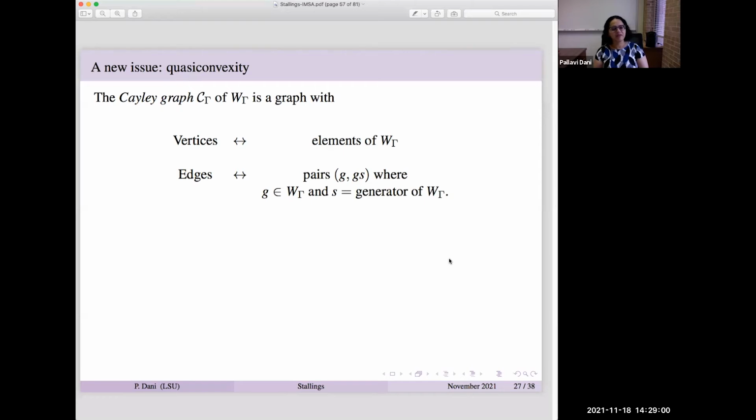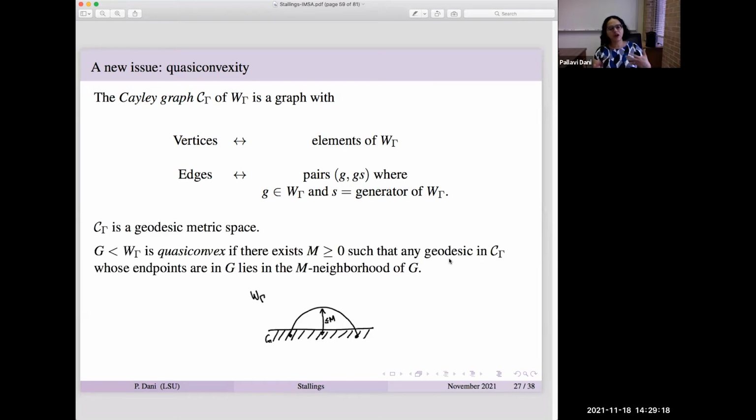So the Cayley graph of a group is just a graph whose vertices are the elements of the group and the edges are, you have an edge between two vertices if they differ by a generator, right? And so this gives you a metric on the group. So when you talk about the word metric, that's what people mean. It's a metric on this Cayley graph.